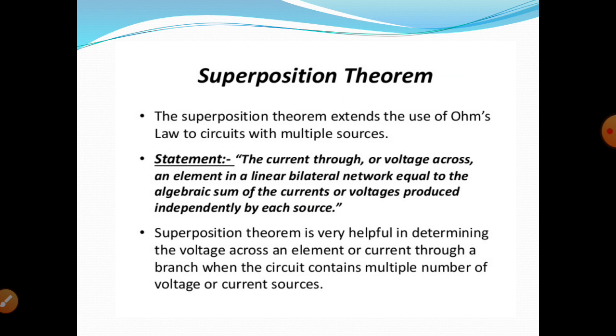The statement is: the current through or voltage across an element in a linear bilateral network is equal to the algebraic sum of the currents or voltages produced independently by each source. The superposition theorem is very useful for determining the voltage across an element or the current through a branch when the circuit contains multiple voltage or current sources.